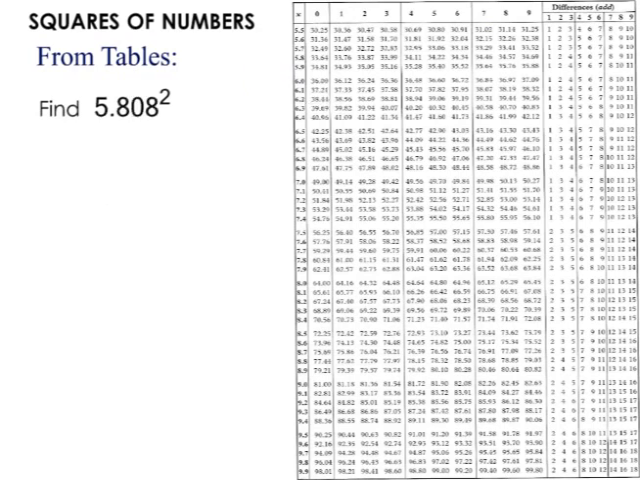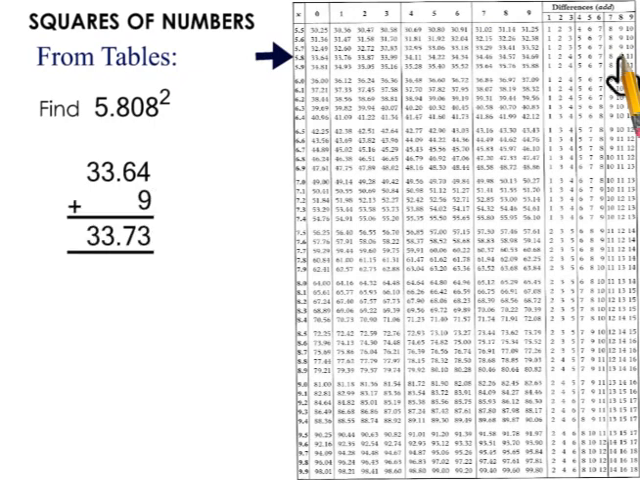Finally, 5.808 squared. First decimal place, 5.8 is here. Column of 0 will coincide with the row here. So we have 33.64. We then move to the add column and locate 8. They coincide here and we have 9. We add that and we get 33.73. So the square of 5.808 is 33.73.